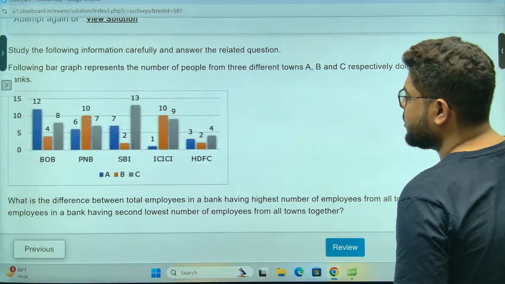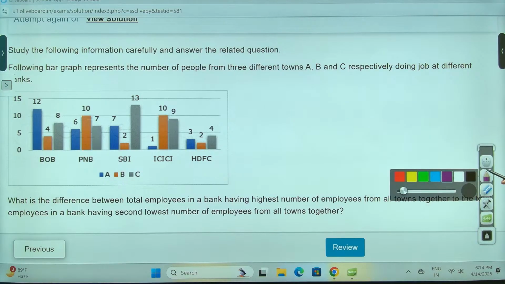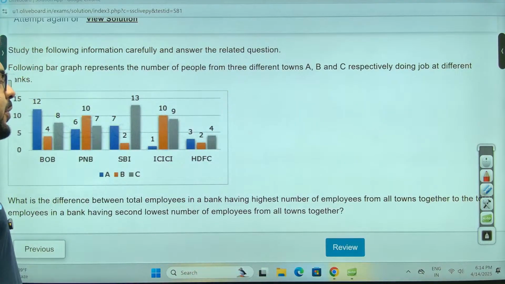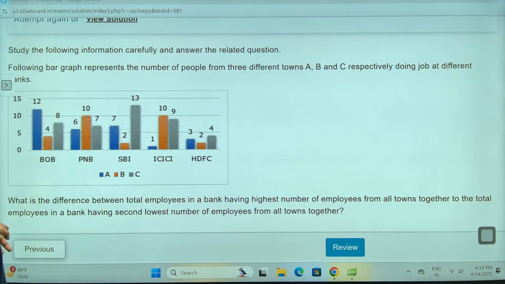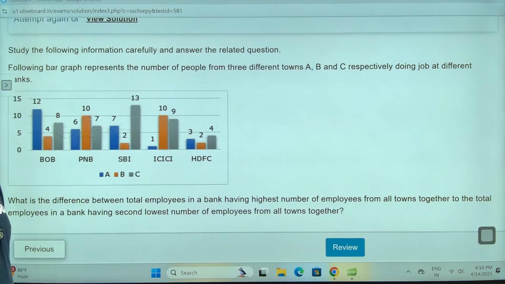Graphs. Bar graph. What is the difference between the total employees in a bank having the highest number of employees from all towns together, and the total employees in a bank having the second lowest number of employees from all towns together? Okay, sir.